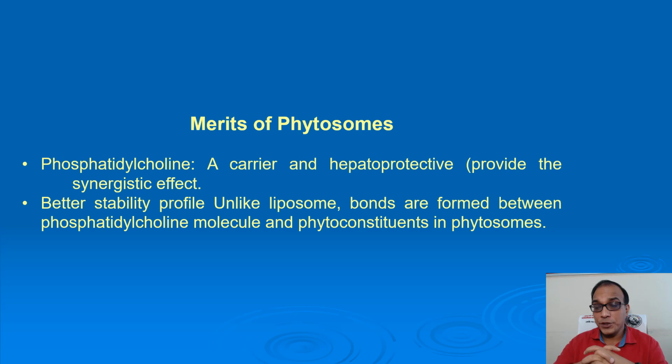Phosphatidylcholine used in preparation of phytosomes is a carrier, but it also acts as a hepatoprotective, hence it gives a synergistic effect. So the carrier is also a natural one. You can say it's a completely natural NDDS. Unlike liposomes, bonds are formed between the phosphatidylcholine molecule and phytoconstituent in phytosomes. So the phytosomes show a better stability profile over the liposomes.